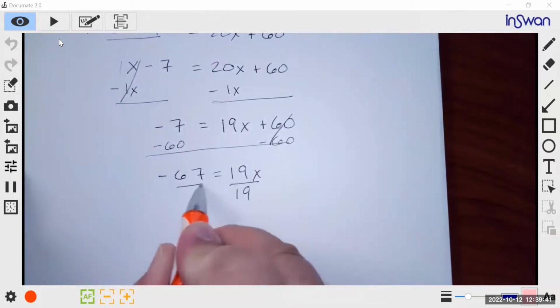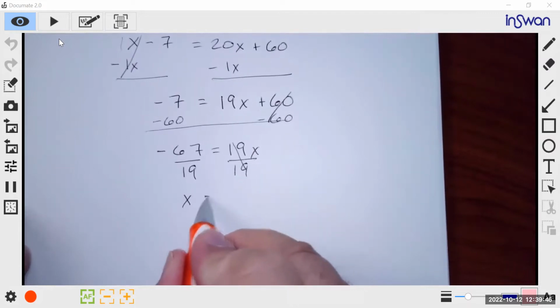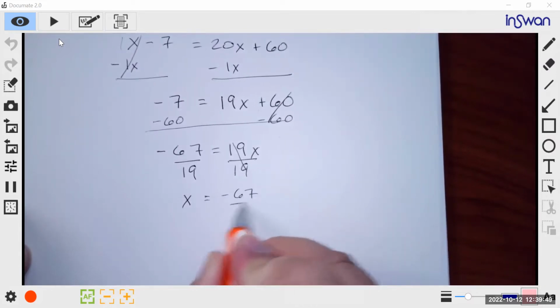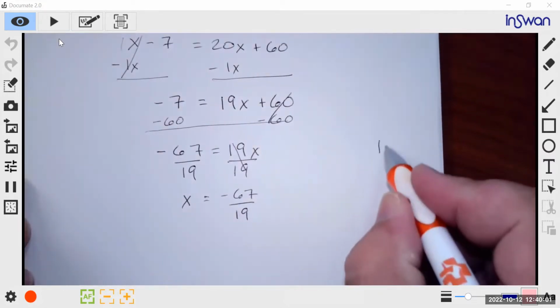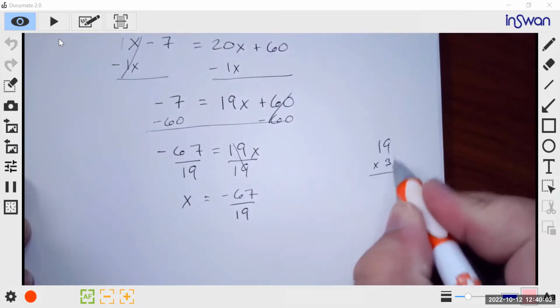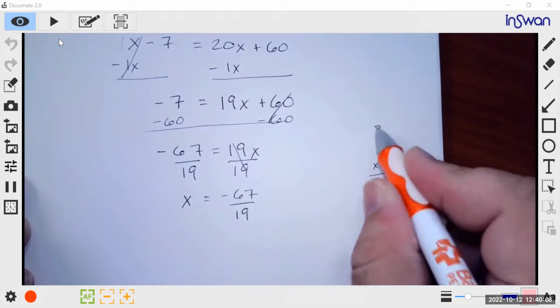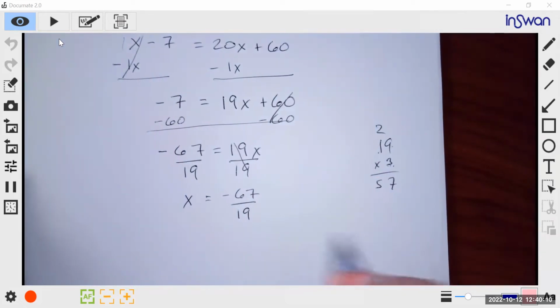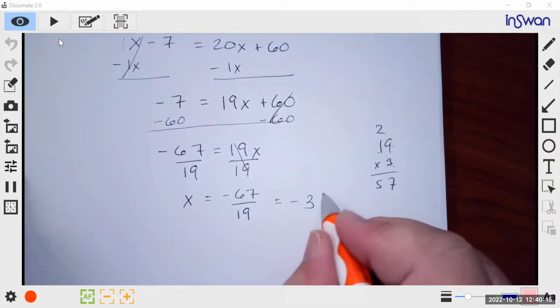Divide 19 by both sides. Does 19 go into 67? I don't think so. I don't know. Let's try it. Let's try 3. 19 times 3. 9 times 3 is 27. 3 times 1 is 3. Plus 2 is 57. So it goes in there 3 times with 10 left over.